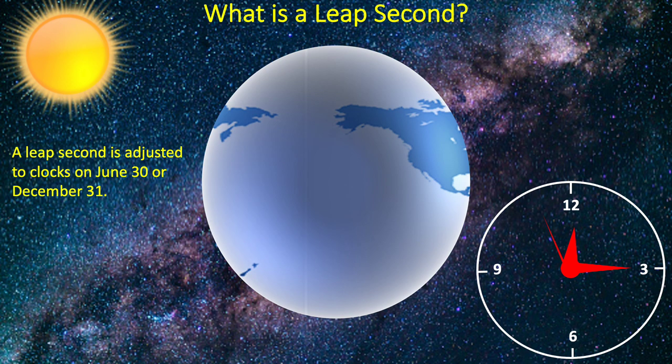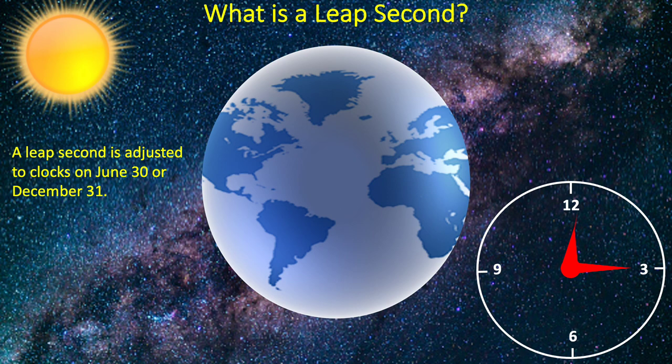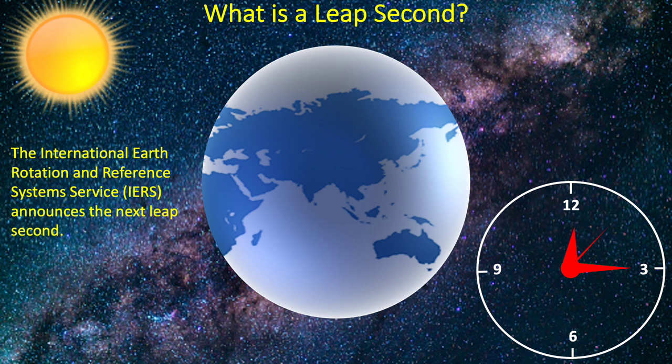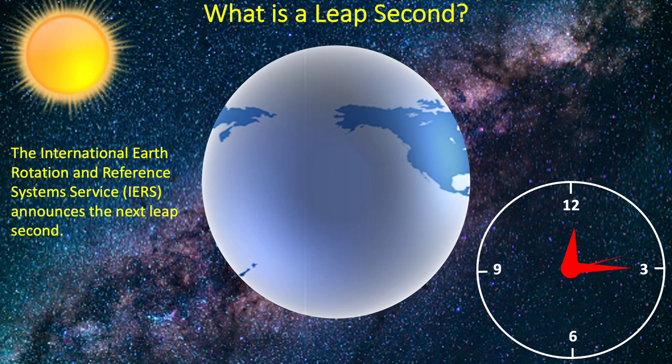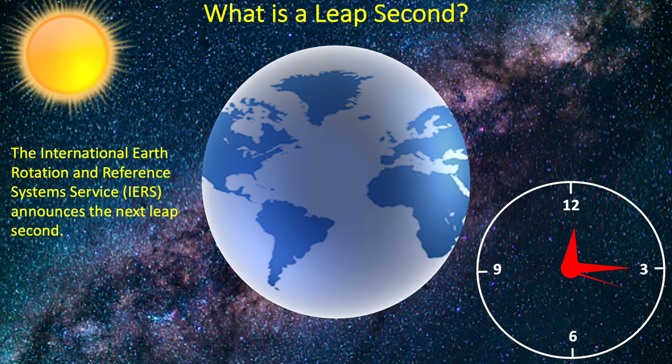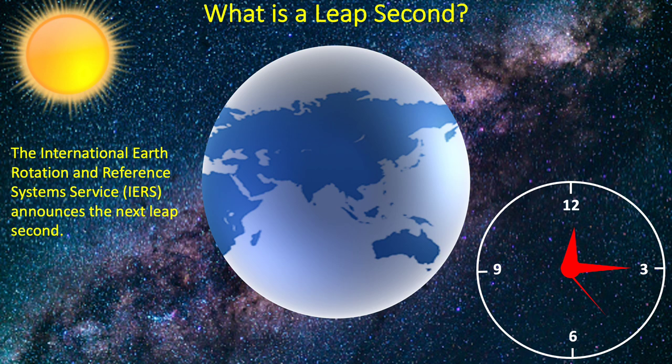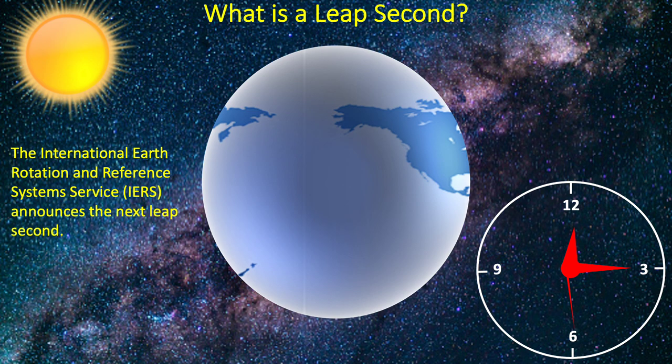A leap second is adjusted to our clocks on either June 30th or December 31st if required. And the International Earth Rotation and Reference Systems Service announces the next leap second. At the time of making this video, 27 positive leap seconds were added to our clocks since the beginning of this leap second in 1972. However, 10 more leap seconds were added at the beginning in 1972. Therefore, a total of 37 leap seconds have been added so far, and they have all been positive.